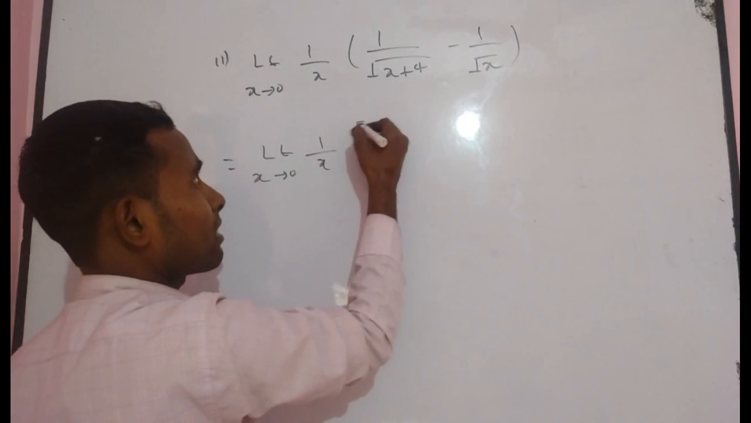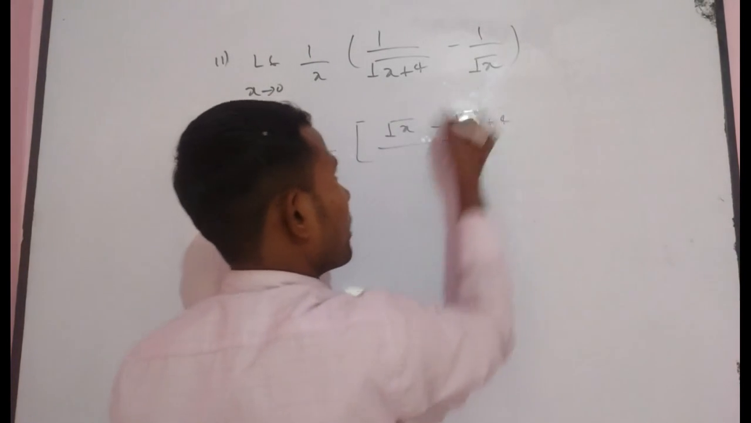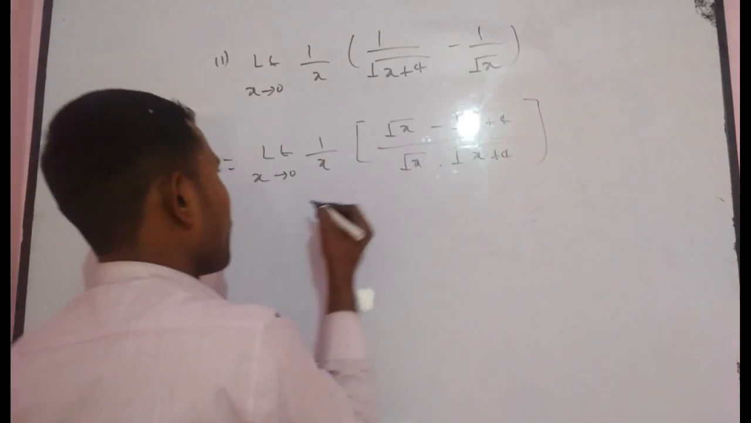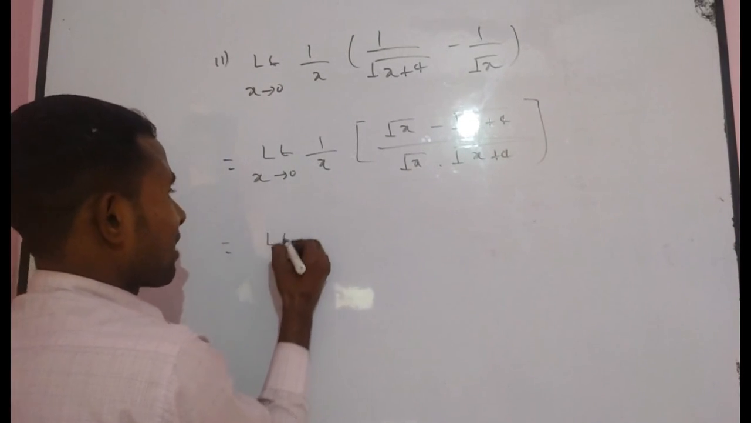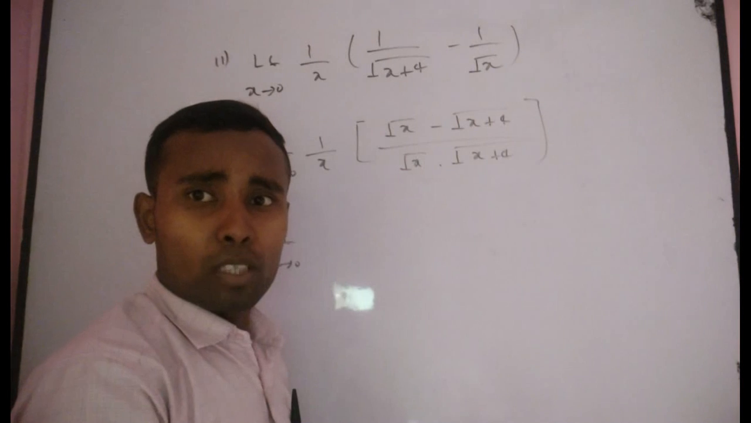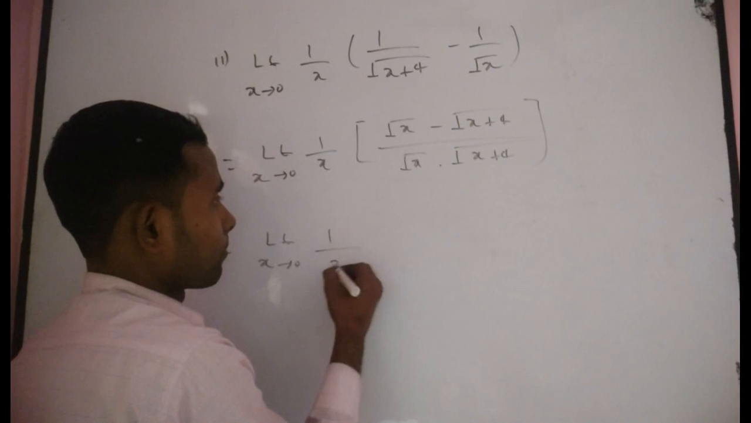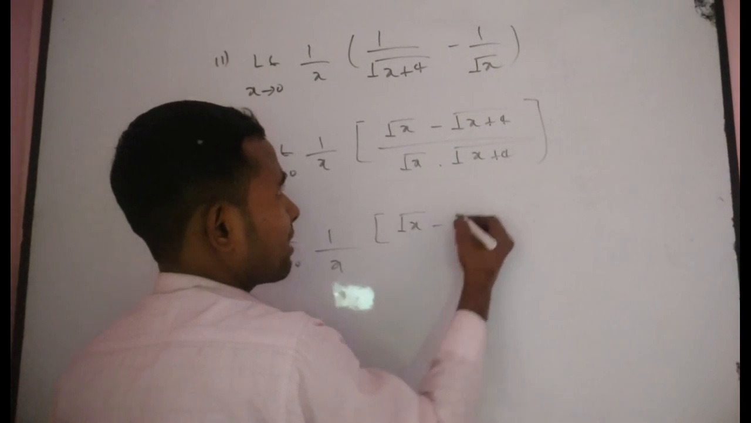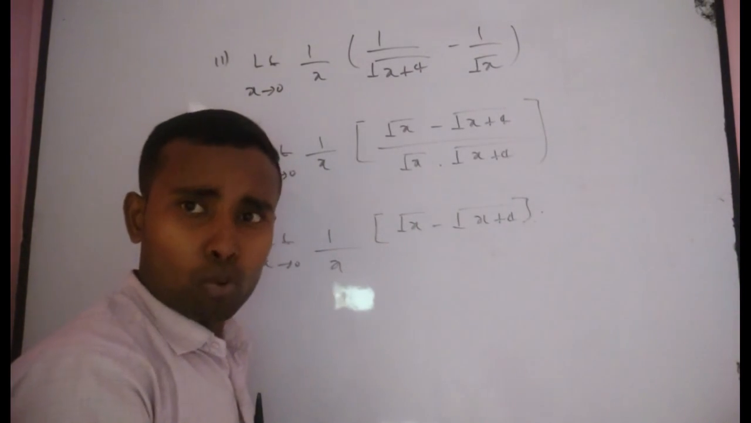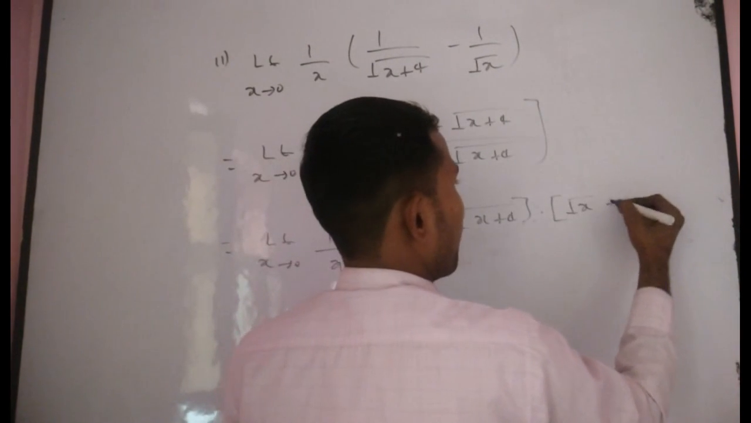So can you write 1 upon x, root under x minus root under x plus 4, and in the denominator you get root under x into root under x plus 4. Can you write it? Now you have to simply write limit x tends to 0. If you multiply numerator and denominator by root under x plus root under x plus 4, what do you get? Can you write it? 1 upon x into root under x minus root under x plus 4, into root under x plus root under x plus 4.